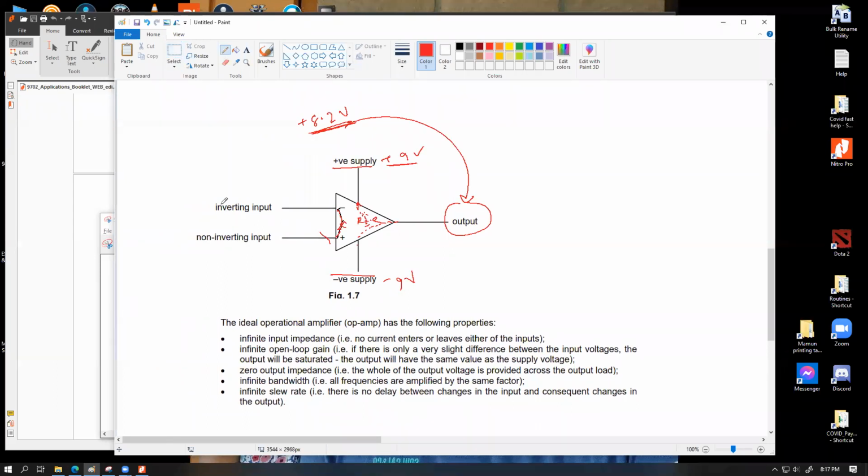So infinite impedance is covered in open loop gain, zero output impedance. Did this part make sense? I'll go through it again.